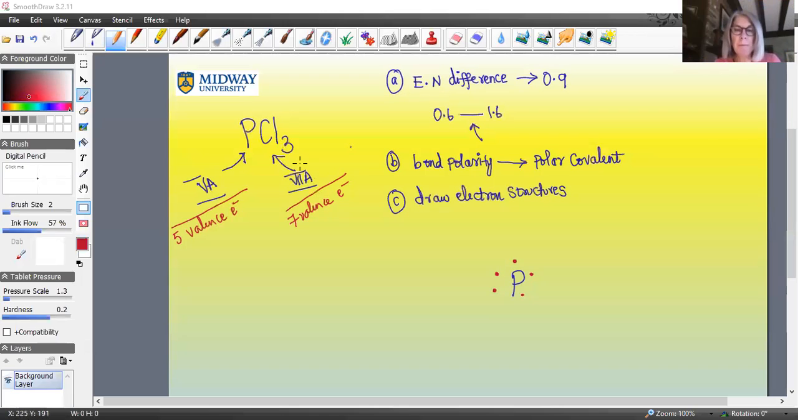Right. You always go by the least count. Here we have 1, here we have 3. So the 1 goes at the center. And then you have 7 valence electrons on the outer.